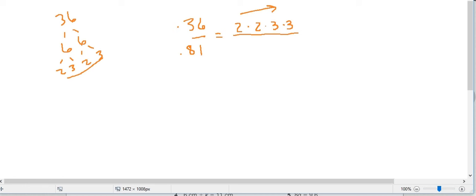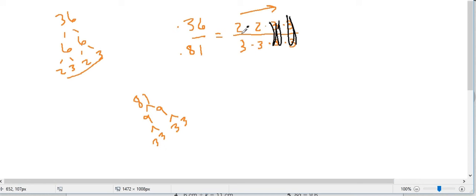And then I've got 81. 81 I know is 9 times 9 from my multiplication tables. And 9 is, of course, always 3 squared. So I've got 4 factors down here. Now let's do that canceling. I can get rid of these 2 that line up, because these are multiplied factors you can cancel. They're not being added or subtracted. You can cancel out when they're factors being multiplied.